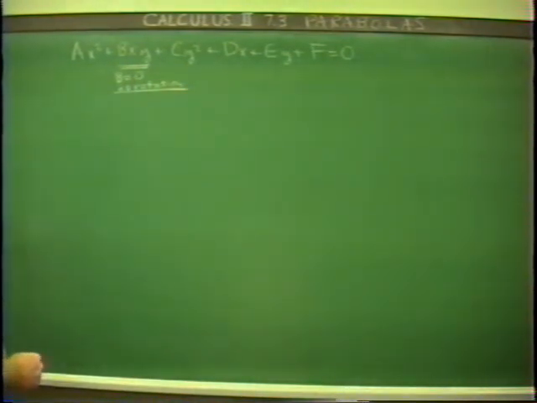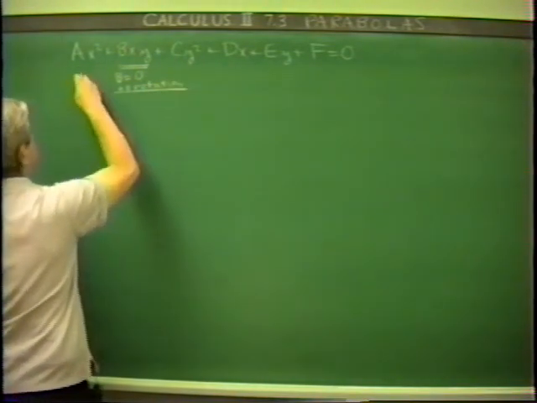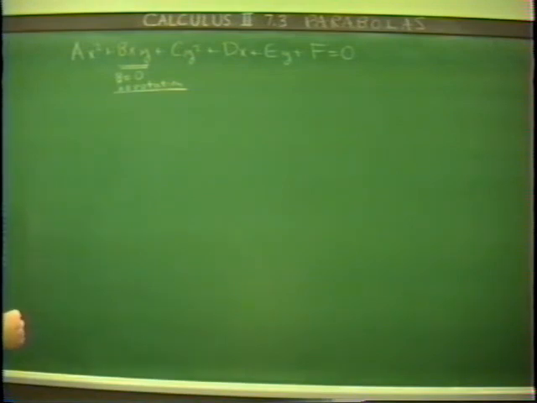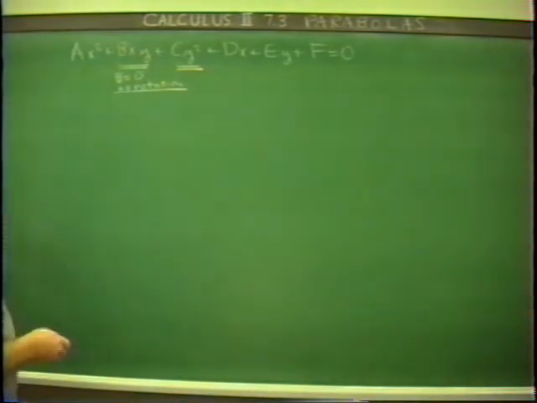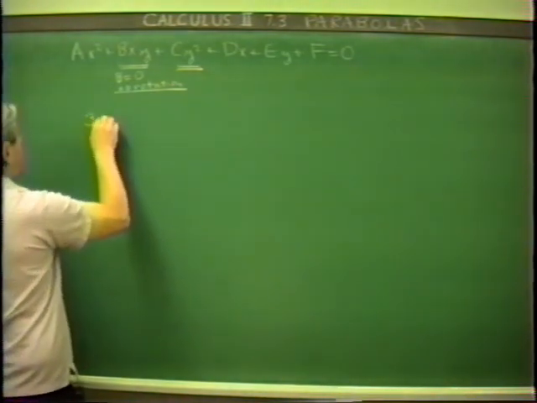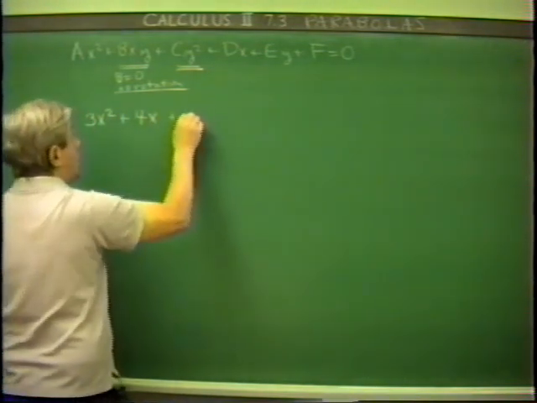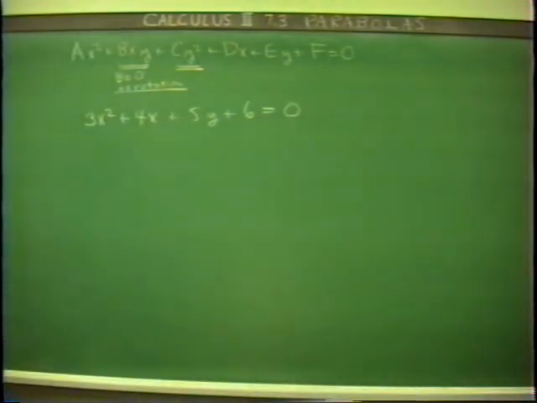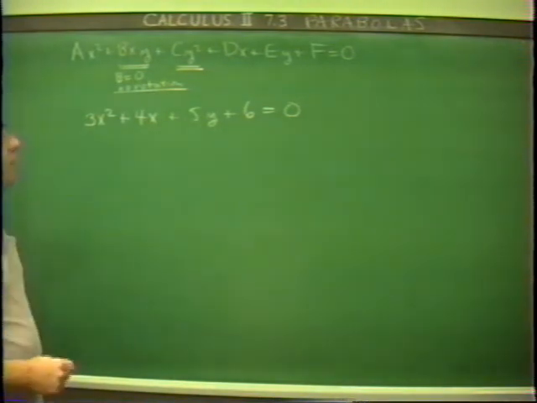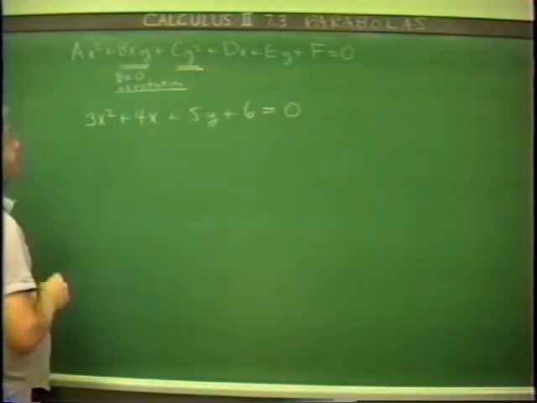If it's going to be a parabola, either A or C is going to be equal to 0. In this case, let's let C be equal to 0, and let's take a look at an example. So, for example, 3x squared plus 4x plus 5y plus 6 equals 0 should be an example of a parabola. You're perhaps familiar with this fact. Well, let's see how to graph it and find the focus and directrix.